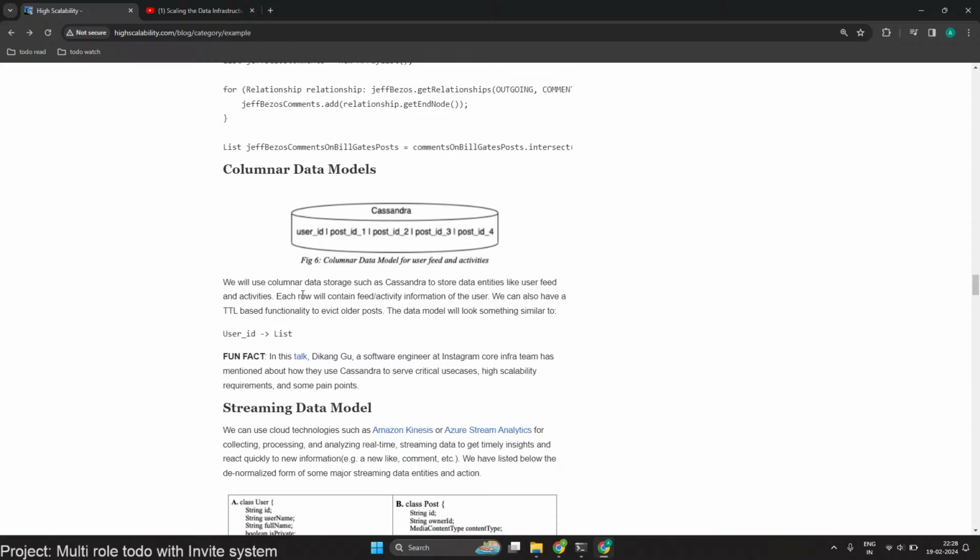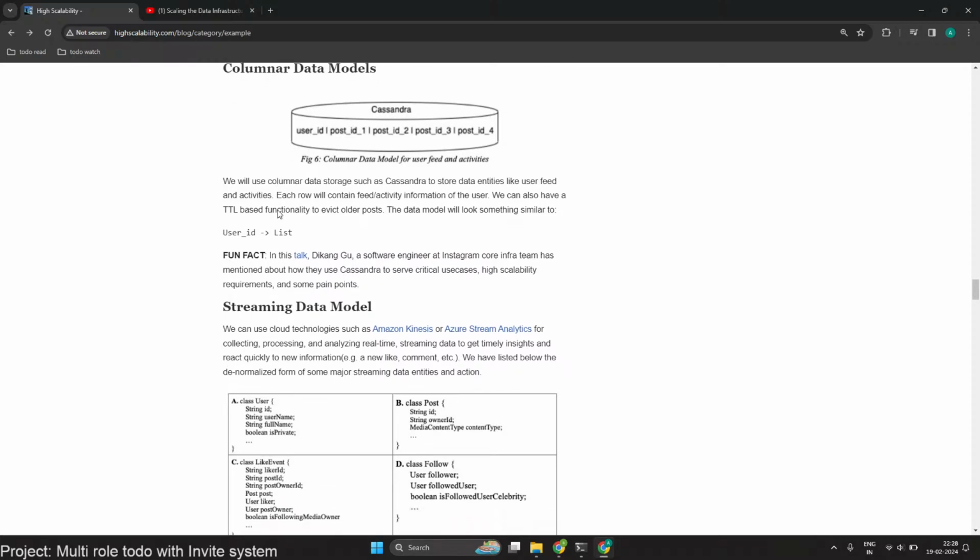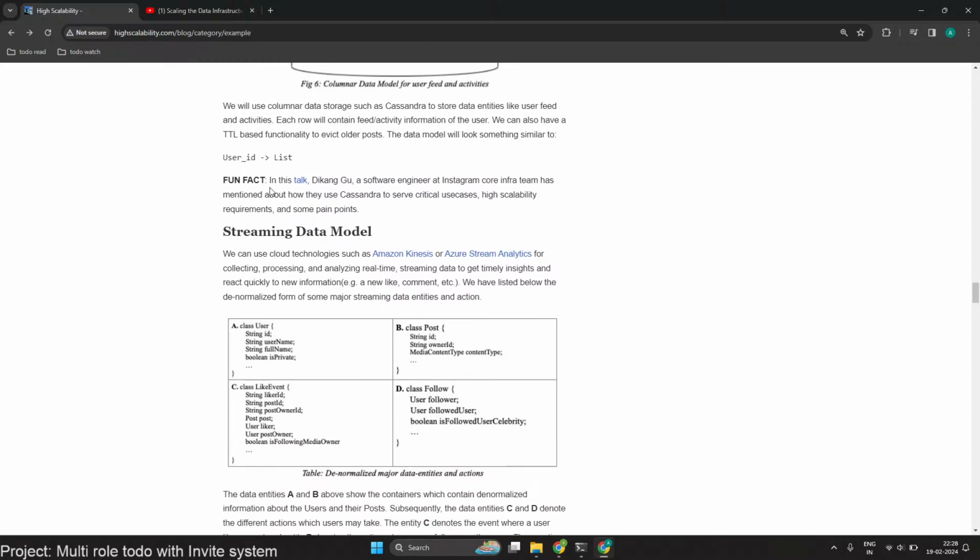Columnar data model. We will use columnar data storage such as Cassandra to store data entities like user feed and activities. Each row will contain feed activity information of the user, and we can also have a TTL based function to evict older data. The data model will have something similar to user ID and list. The engineering team has mentioned how they use Cassandra to solve this.